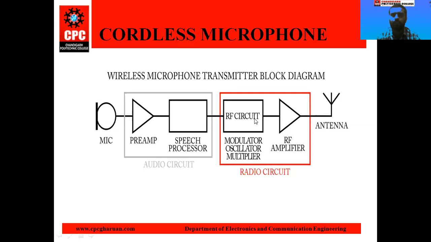Next is the RF circuit. The main function of the RF circuit is to modulate the signal. If you want to transmit the signal from transmitter to receiver, we have to modulate the signal. So an RF modulator is connected in this part. After that, there is the RF amplifier to amplify the signal, and a single tail, that is the antenna, is used. With the help of the antenna, the signal can be transmitted.